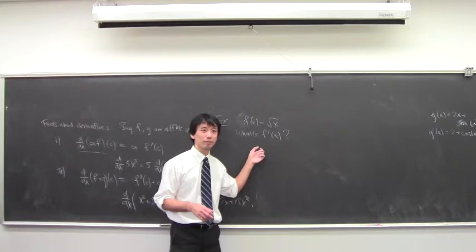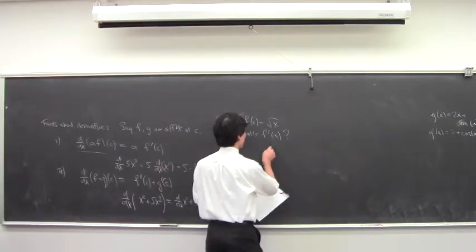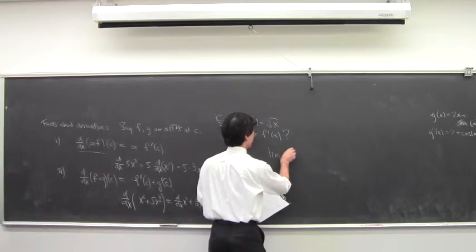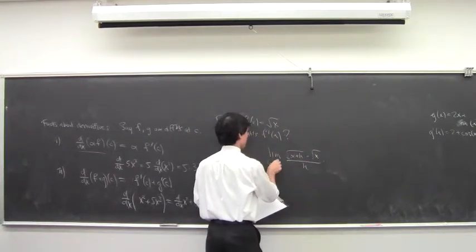Becca: You can also find it using the limit definition of the derivative of f of x. Yeah, so that's what we'll do. We'll just take the limit of this over this as h goes to 0.